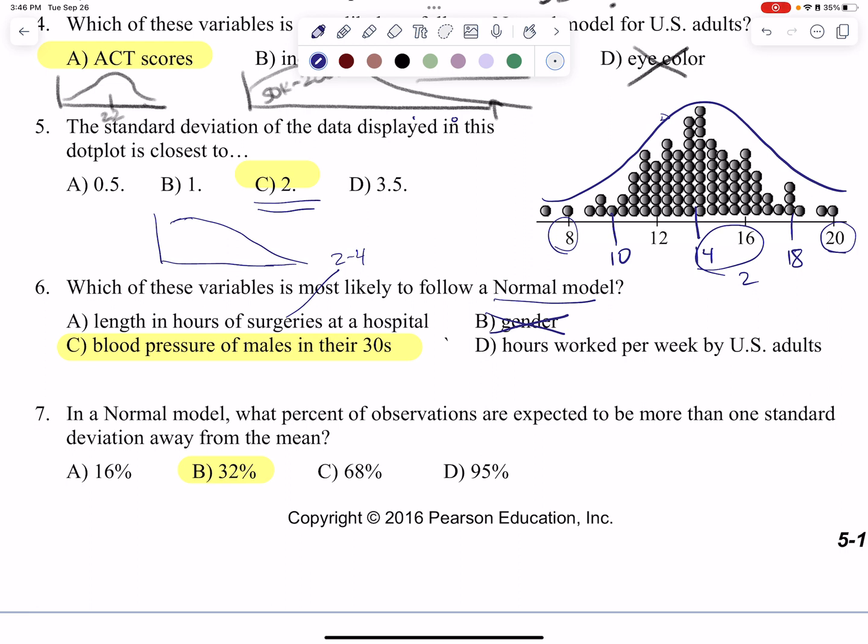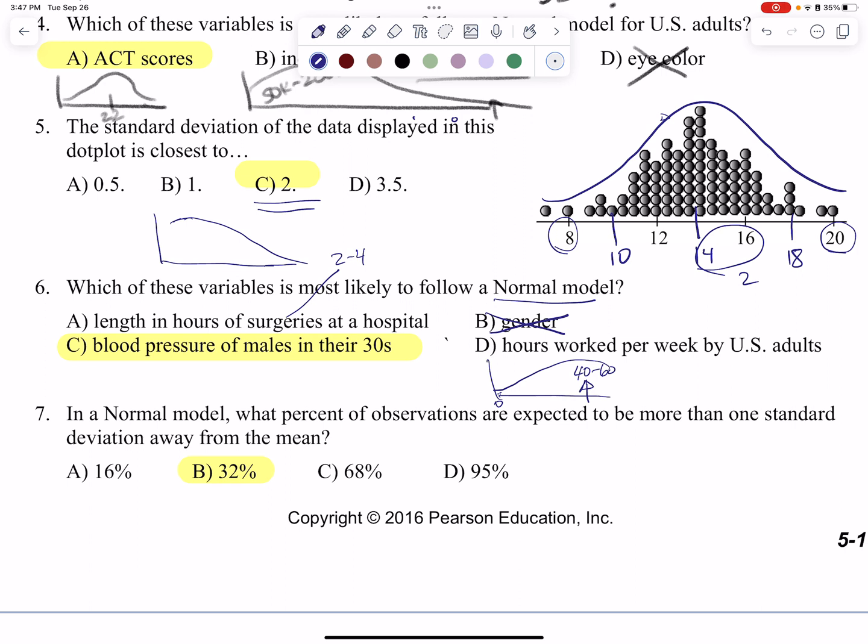Hours worked per week by U.S. adults. Well, for this one, I think you're going to be skewed to the left, because most people work between, let's say, 40 to 50 hours. Maybe even 40 to 60 hours. But you're going to have your outliers of people that don't work at all. So that's going to be, I think, skewed to the left. You really can't get many more hours a week because you have to sleep. You could work 80, 90, 100, 120 hours one week, but that's not going to be sustainable. So it's going to be just skewed to the left.